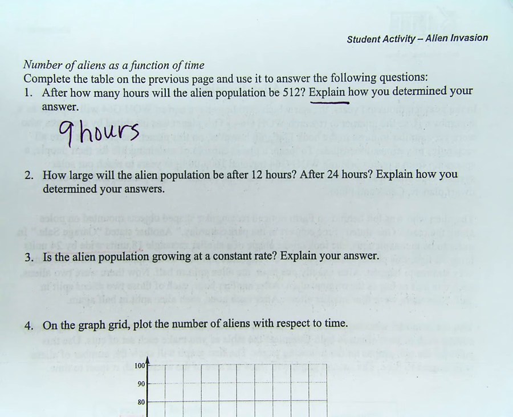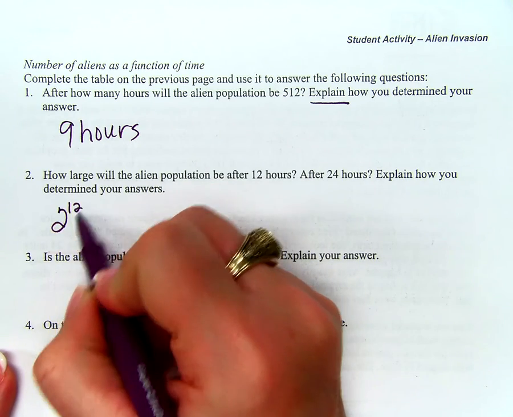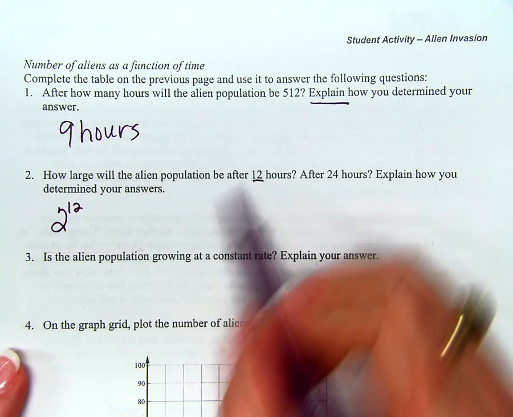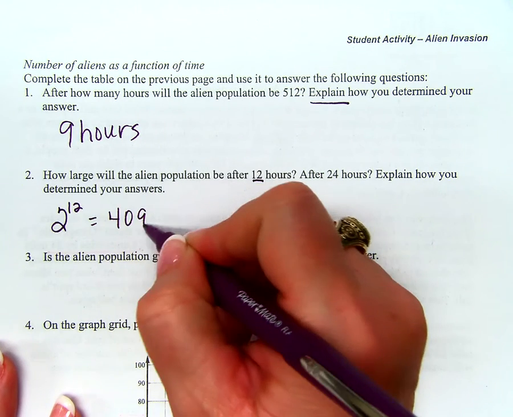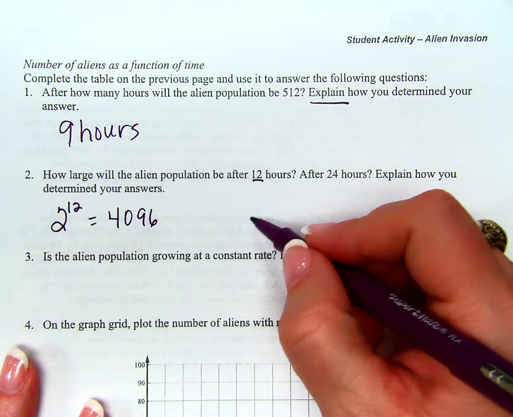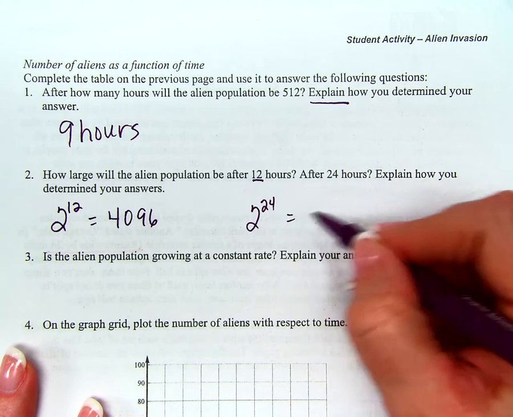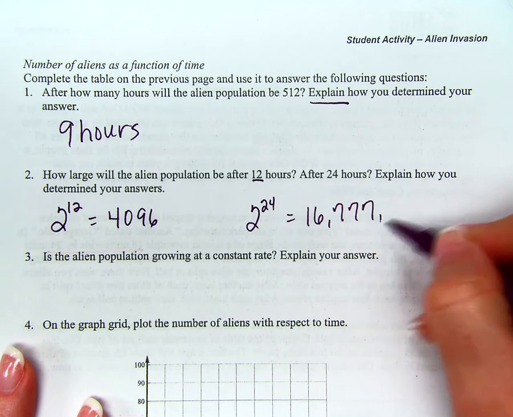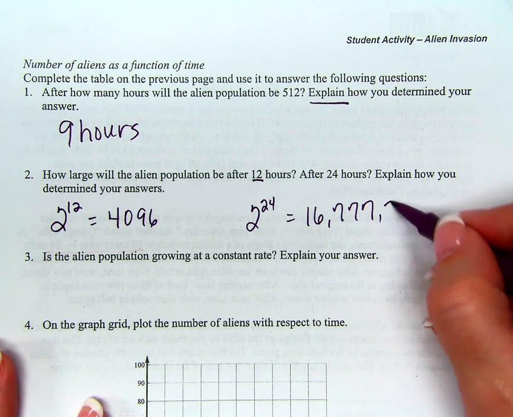4,096? That is a super good guess. Oh, it wasn't a guess? How'd you do it? What do you mean? Oh, 2 to the 12th. Oh, okay, so you use the equation and just put 12 in for time, for hours, which will be the x value, right? 2 to the 12th is 4,096. Good. What about 24 hours? Oh, okay. So 2 to the 24th, 16,777, no, 16,777,216.